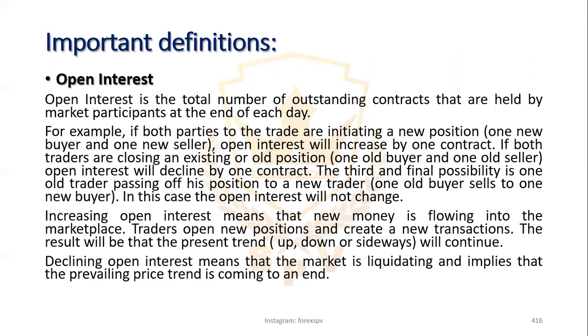So in order for a contract to be a contract, there has to be one buyer and one seller opening a position. Therefore, you will find open interest increasing by one contract. Or if one old buyer and one old seller are closing their position, then you'd find one contract decreased, and open interest will decrease by one contract.